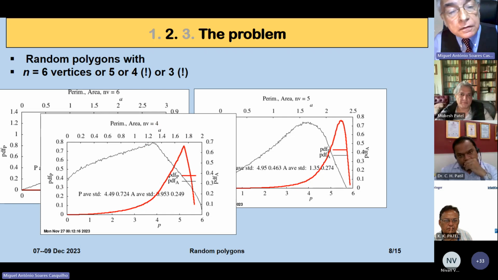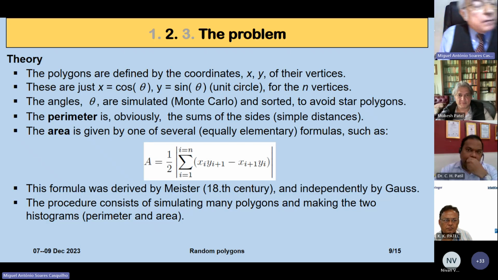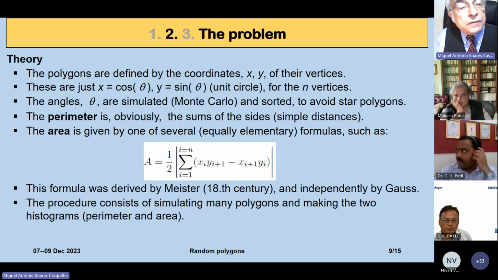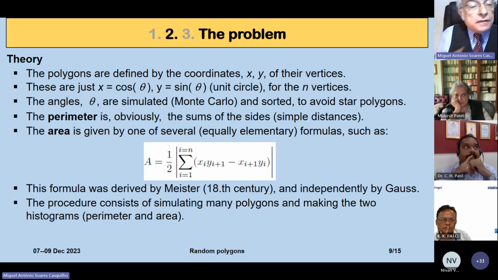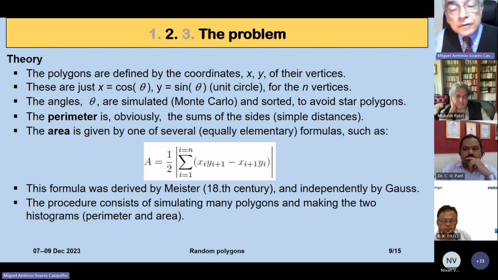Now there is a peak, and with 3, so the curve changes its style. Okay, so in theory, the polygons are defined, of course, by the coordinates of their vertices. These are just cosine and sine of the angles, which are simulated by Monte Carlo and then sorted to avoid star polygons. The perimeter is obviously the sum of the sides, simple distances.